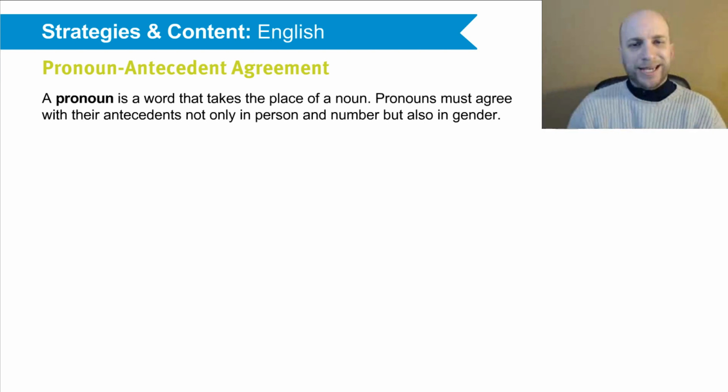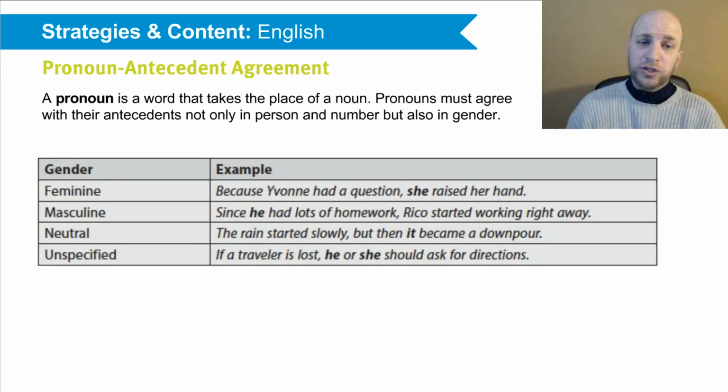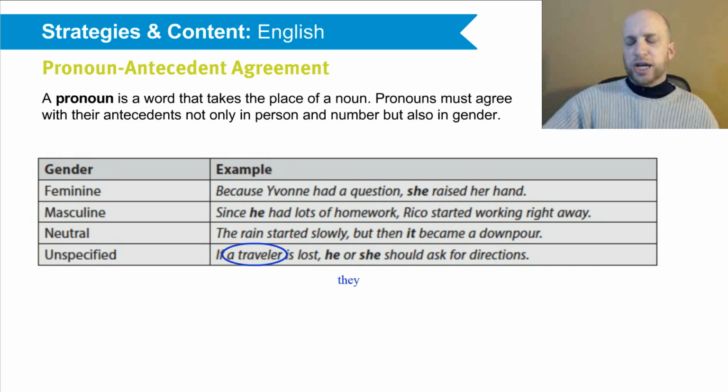Pronoun antecedent agreement. We saw it a moment ago with my students being late. Look at this bottom one again. If a traveler is lost. Now, if someone had said this to me, Greg, if a traveler is lost, they should ask for directions. If I heard that out loud instead of the he or she, I would completely understand them. I would probably even follow it better than with the he or she. Because I would be thinking, yeah, like any traveler, all travelers.